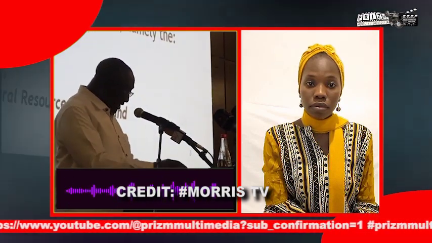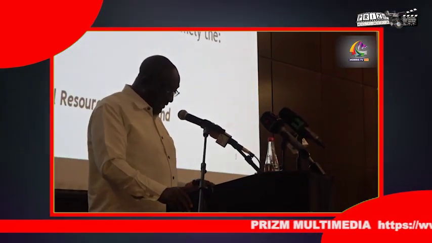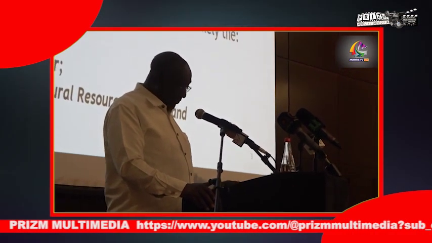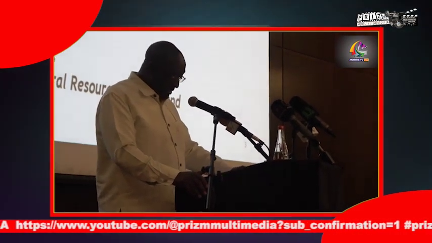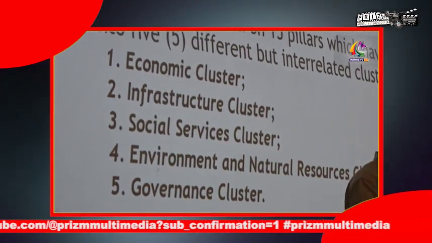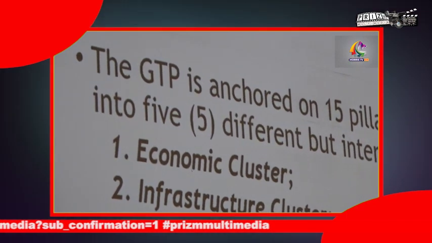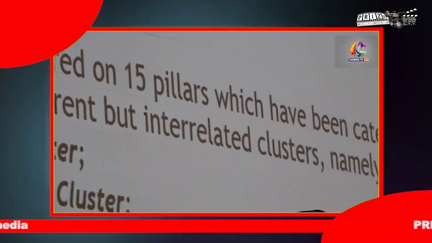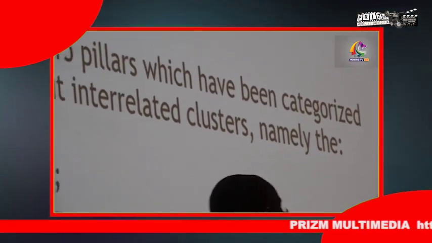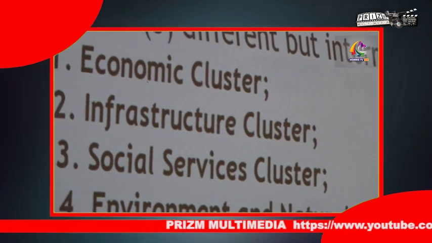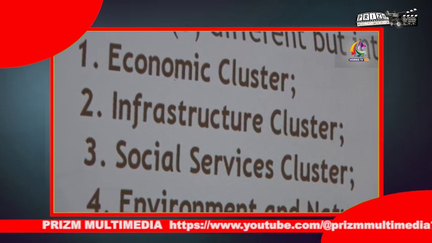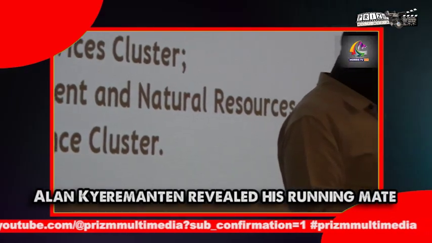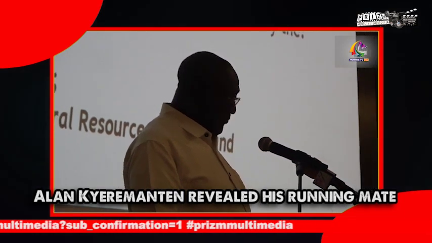Mr. Chairman, in order to realize the core objectives of the dominant themes as referred to above, I propose a new plan or blueprint for Ghana's development, which is the Great Transformational Plan, otherwise referred to as the GTP. Not the GTP you know. The GTP is anchored on 15 pillars, which have been categorized into 5 different but interrelated clusters, namely the economic cluster, the infrastructure cluster, social services cluster, environment and natural resource management cluster, and last but not the least, the government cluster, which I believe is dear to the heart of many of you here.